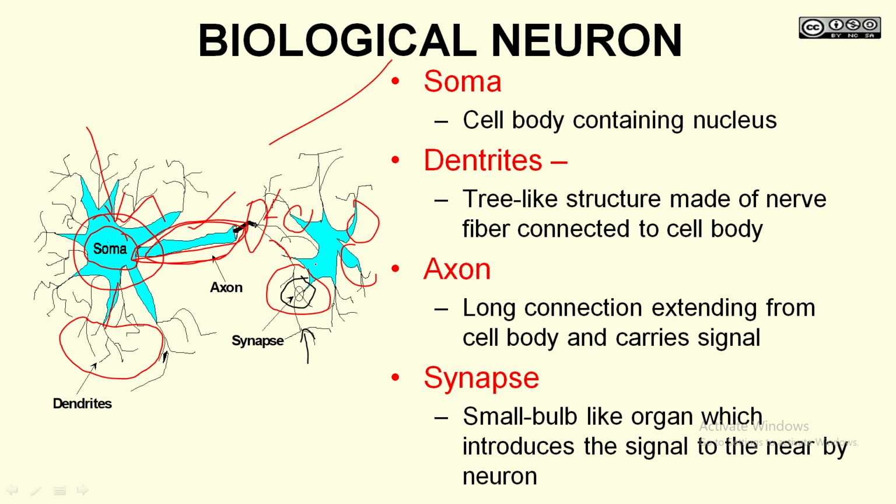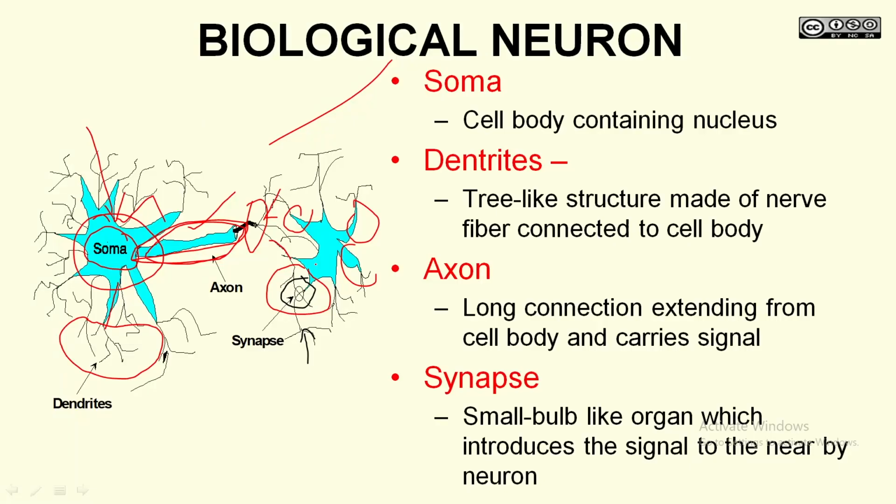So once again I am repeating the operations. There are four major parts in the biological neuron: soma, dendrites, axon, and synapse. It is the duty of the dendrite to carry the input signal, and that input signal is weighted and summed with the synapse, the small gap between the dendrites, where a small bulb-like organ is available. That information is taken by the axon, and the information is poured into the soma.